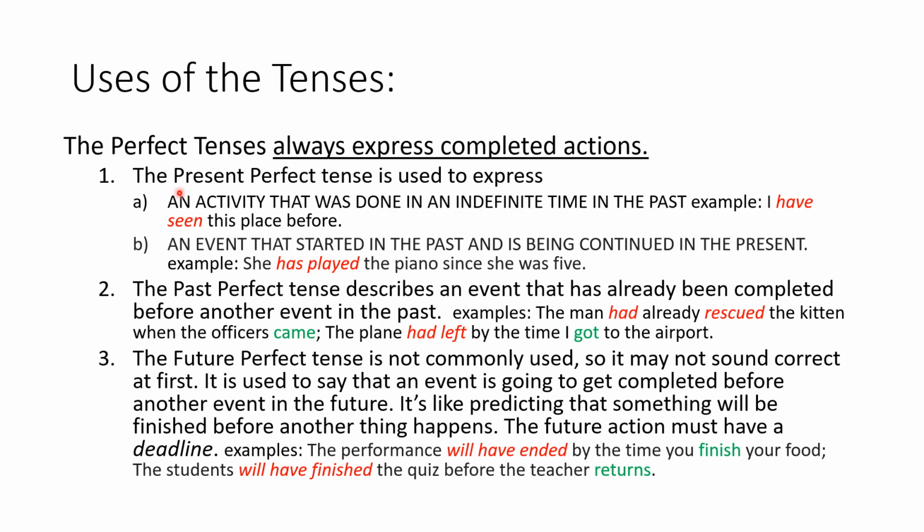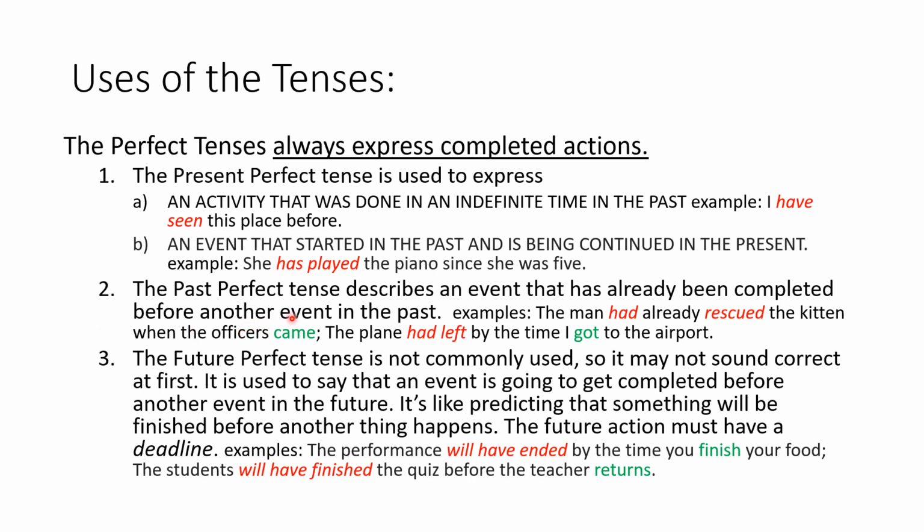Letter B. An event that started in the past and is being continued still in the present. Example sentence, she has played the piano since she was 5. The verb has played signals the action of playing that started in the past and is still continued currently or in the present.